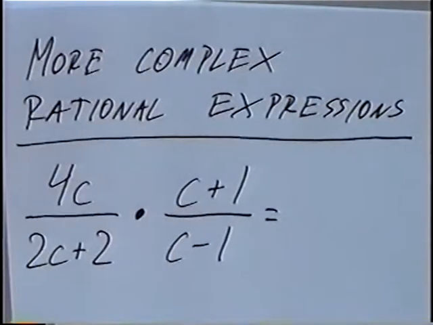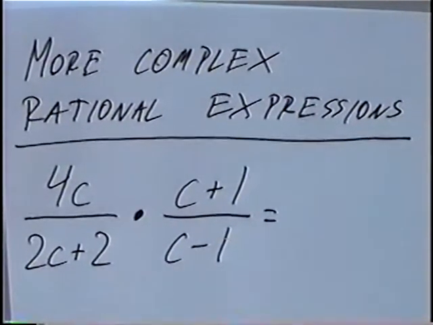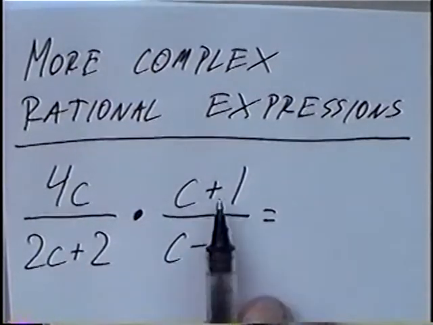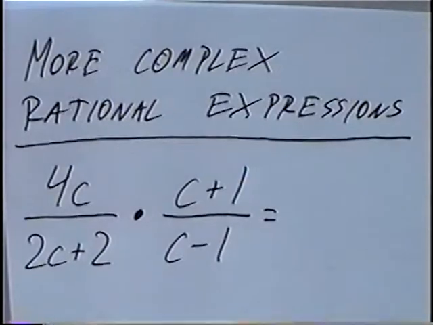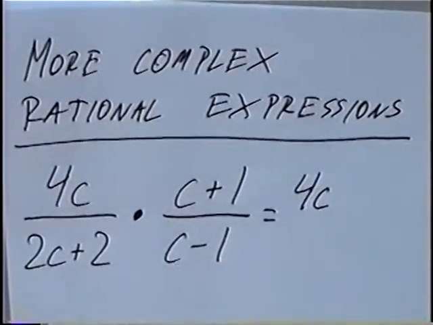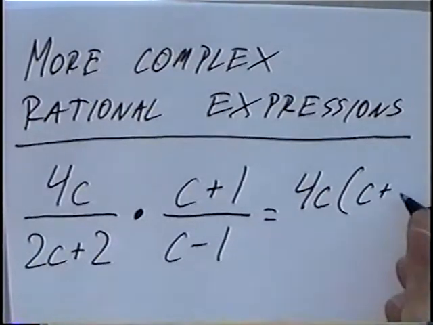Solving like we did before, we can multiply. When multiplying, we can multiply straight across, and when we multiply by a factor, such as c plus 1, we can leave that factor in parentheses. So the numerator would be 4c times c plus 1.